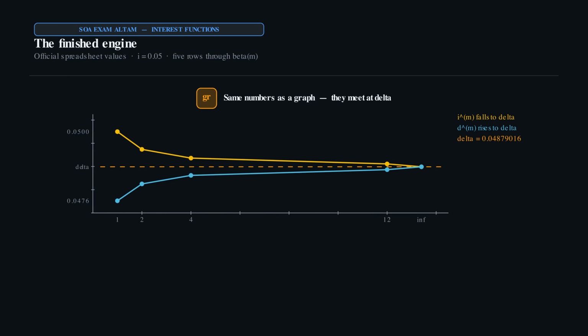The graph is the same 5 official rows, not a fitted curve. Gold is i upper M falling. Cyan is d upper M rising. The dashed line is delta at 0.04879016. Infinity is plotted at the right as the meeting point. That squeeze is the whole story of this tab.